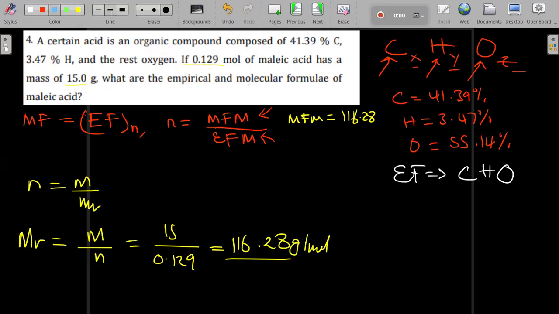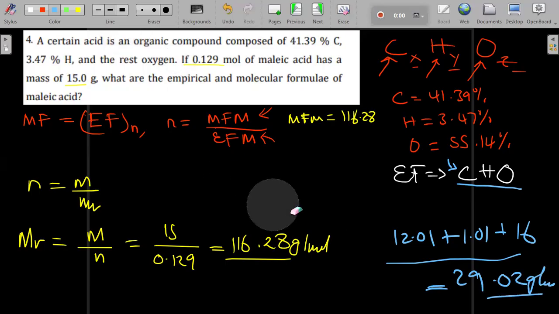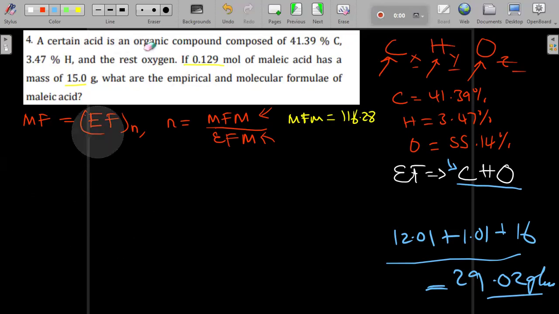All right, what about the empirical formula mass? You get it from the empirical formula. So we are going to add the molar mass of carbon, 12.01, plus the molar mass of hydrogen, 1.01, plus the molar mass of oxygen, which is 16. So when I add this, I'm going to get 29.02 grams per mole. So this is my empirical formula mass here.